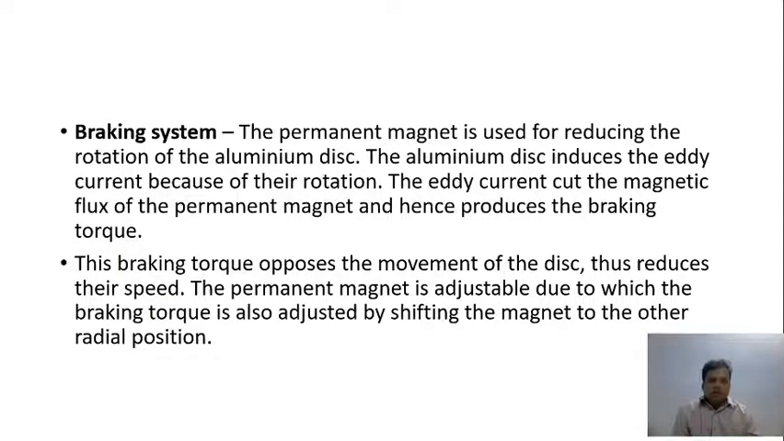One more system is the braking system. A permanent magnet is used for reducing the rotation of the aluminum disc. That means it is applying the brakes. The aluminum disc induces an eddy current because of its rotation. The eddy current cuts the magnetic flux of the permanent magnet and hence produces the braking torque. This braking torque opposes the movement of the disc, thus reducing the speed. The permanent magnet is adjustable, due to which the braking torque can also be adjusted by shifting the magnet to another radial position.